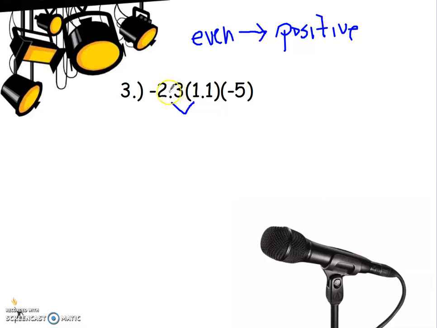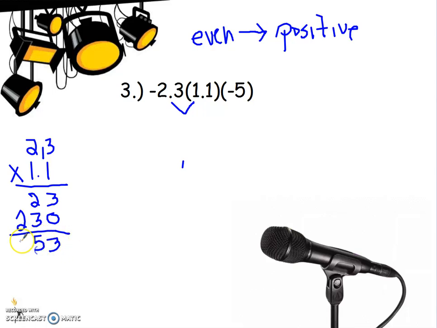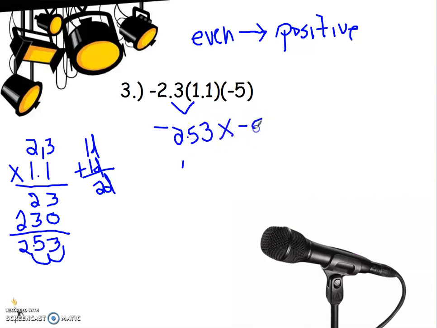So let's pretend that we do 2.3 times 1.1. You don't have to line up the decimal. It just happens to line up in this case. 1 times 3 is 3. 1 times 2 is 2. Placeholder. 1 times 3 is 3. 1 times 2 is 2. You add it up, you get 3, 5, and 2. We're 1 place value to the right of the decimal, 1 place value to the right of the decimal. So we're going to hop over from right to left 2 places. We have -2.53 times -5.